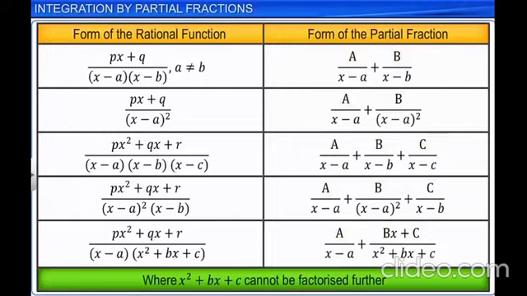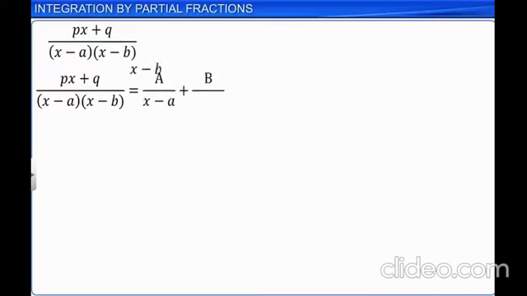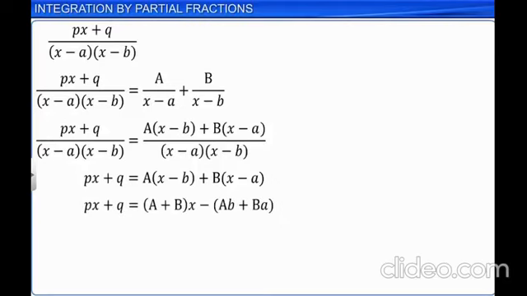Consider the first rational function (px + q) upon (x - a)(x - b). This can be written as A upon (x - a) plus B upon (x - b). We take the LCM on the right-hand side. Since the denominators are equal, we can equate the numerators on both the sides. On rearranging the terms on the right-hand side, we get px + q = (A + B)x - (A b + B a).